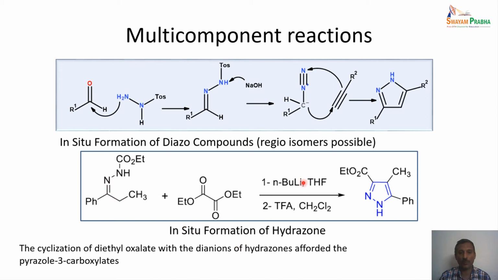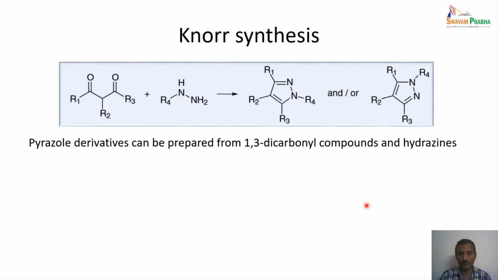The dianion is generated by the use of butyl lithium as a strong base. So butyl lithium as a strong base gives the dianion that reacts with the dicarbonyl compound to give the corresponding pyrazole derivative. The next one is the Knorr synthesis. In this particular case, the pyrazole derivatives are prepared from 1,3-dicarbonyl compounds and hydrazines.